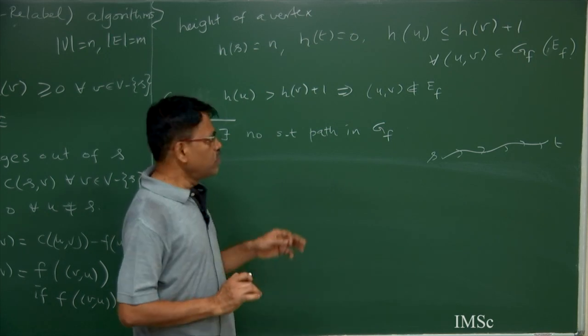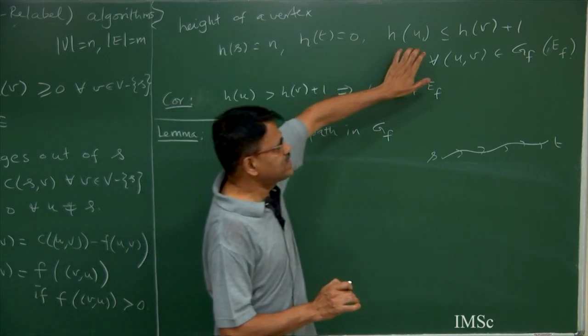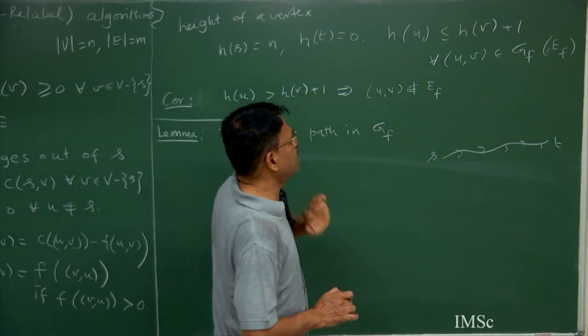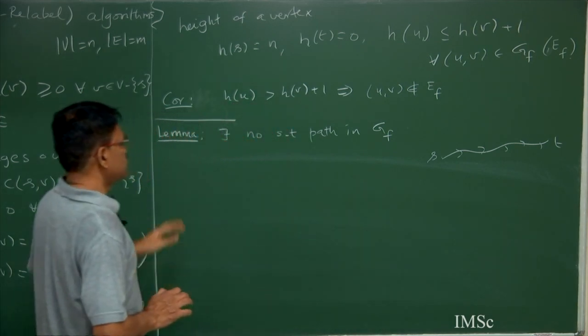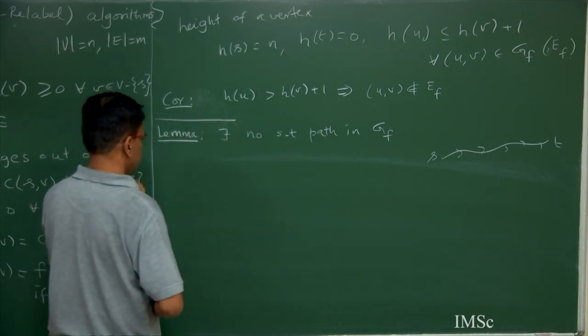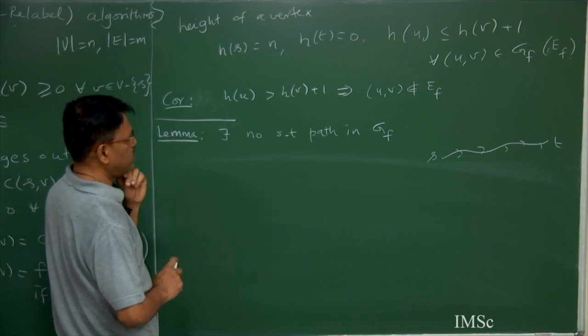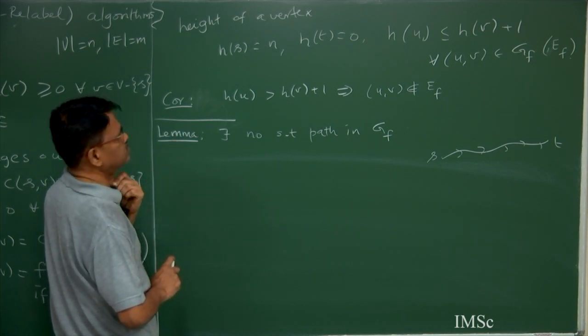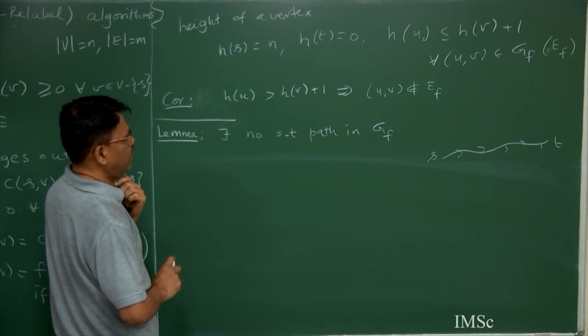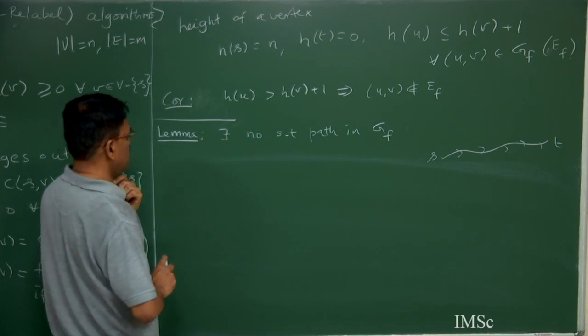Okay, so as long as I maintain this condition on the residual network, there is no s-t path in G_f. This is one of the things I said we will maintain all the time. Okay, so now what is the preflow push algorithm?